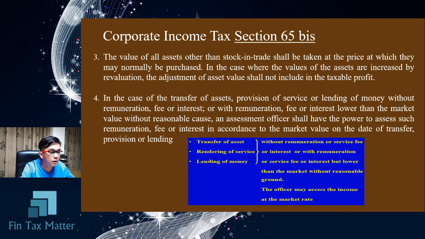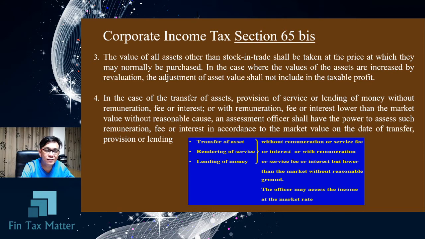They said that the value of all kinds of assets other than the stock in trade shall be taken and valued at the price at which they would normally be purchased. Okay, what does this mean? It means that for any kind of asset that the company would like to take as an asset, when they buy it for use in the operation of the taxpayer's business, they should be able to prove the normal purchasing price.